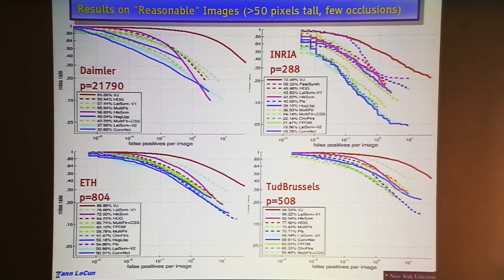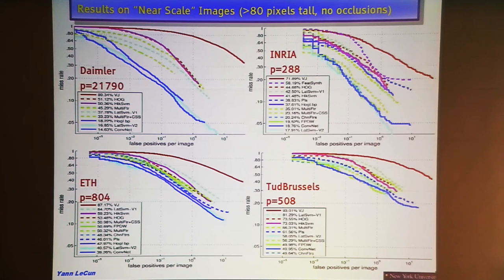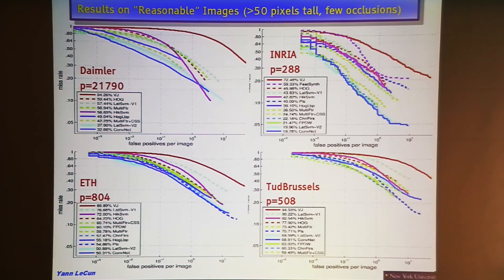This is a data set with relatively large pedestrians. This was trained on an area which has large pedestrians, so it's not been trained on small pedestrians, but we still test it and get state of the art here, state of the art here, state of the art here, and we're a little behind on this data set, which is the Brussels data set.